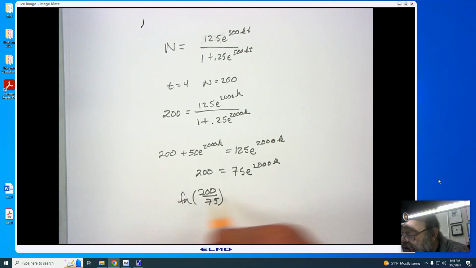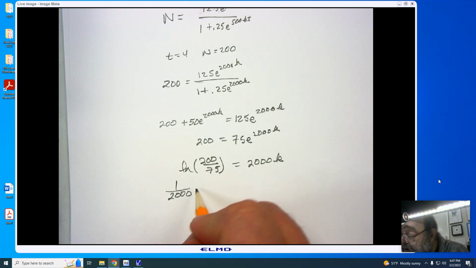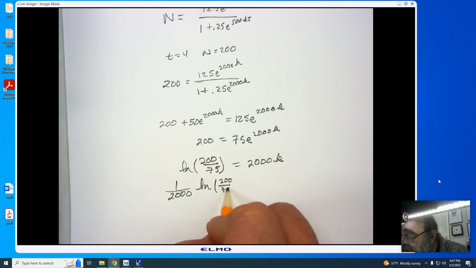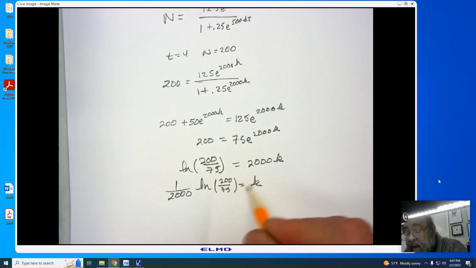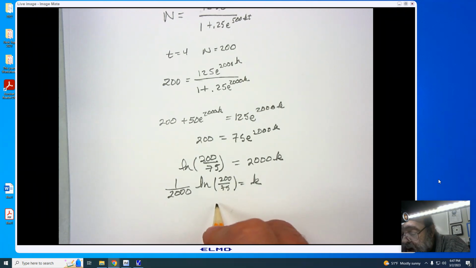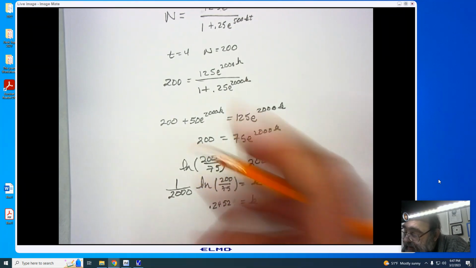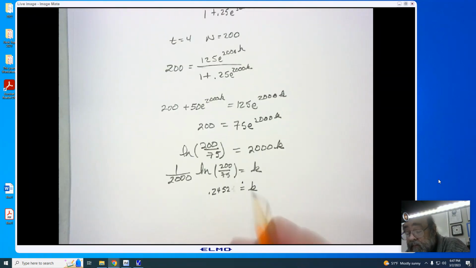And I'm now going to have my natural log, and this will equal 2000 k. Dividing gives me 1 over 2000, natural log of 200 over 75 equals k. Now, I found my k, and the k turns out to equal approximately 0.2452 when I put it in, or let's just leave it at that, and it is an approximate value. We're now going to want to put that back into our problem.